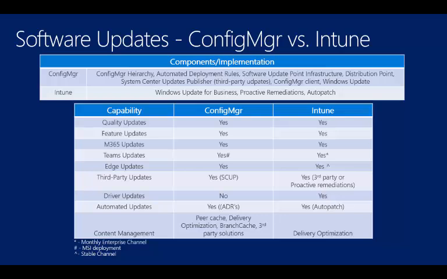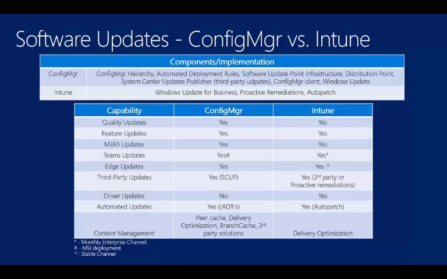It's fine. And when it comes to Teams updates, you can deliver Teams updates out of ConfigMgr. Now, the caveat there is it's going to be via an MSI-based deployment, whereas with Intune, that will be handled with AutoPatch, and AutoPatch will be focused on the monthly enterprise channel of Teams, right? For Edge updates, you can deliver those with CM, no problem. You can also deliver those with AutoPatch using the stable channel, no problem there.